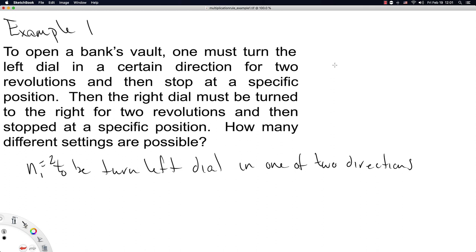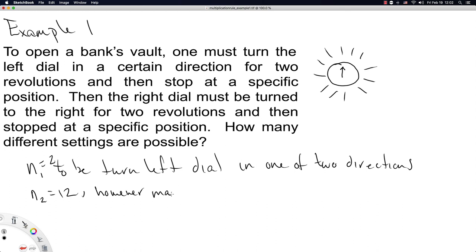Well, that really depends on what kind of dials you have. So if you've got a dial that could be stopped, see, I tried to draw 12, 1, 2, 3, 4, 5, 6, 7, 8, 9, 10, 11, 12. Perfect. If you have 2 dials that can be stopped in any of 12 positions, then you might have N2 equal to 12 for however many positions on the left dial.